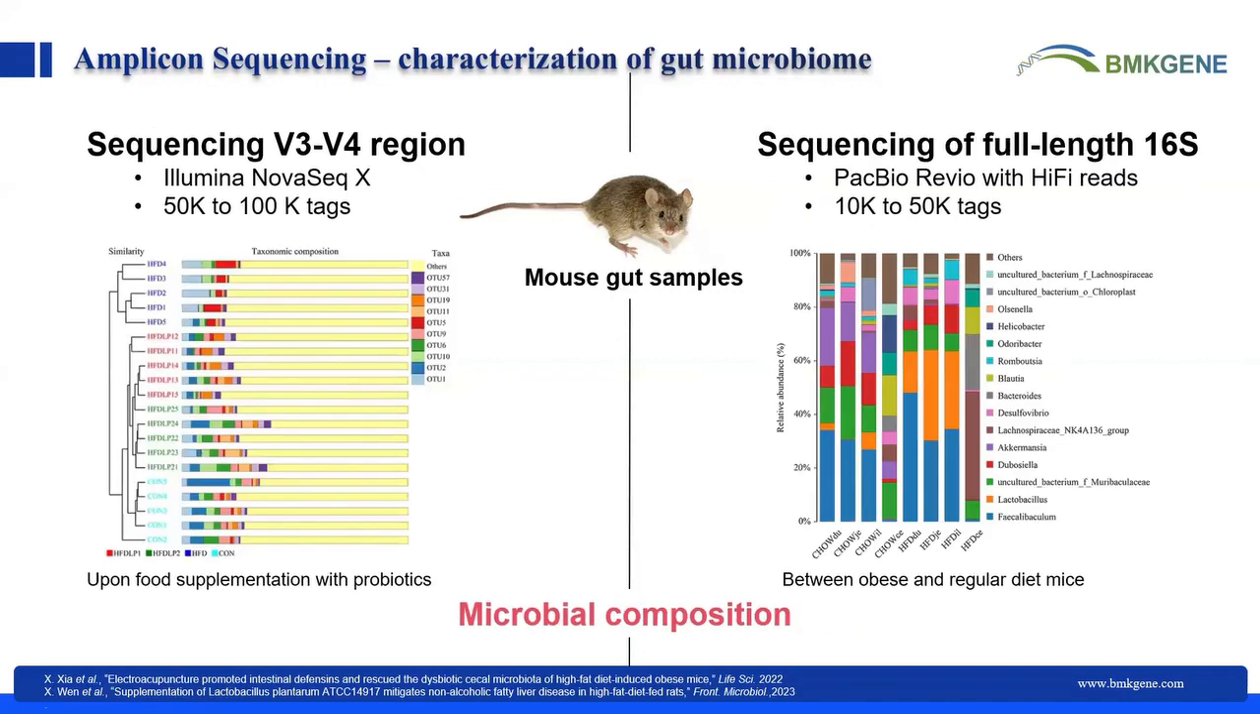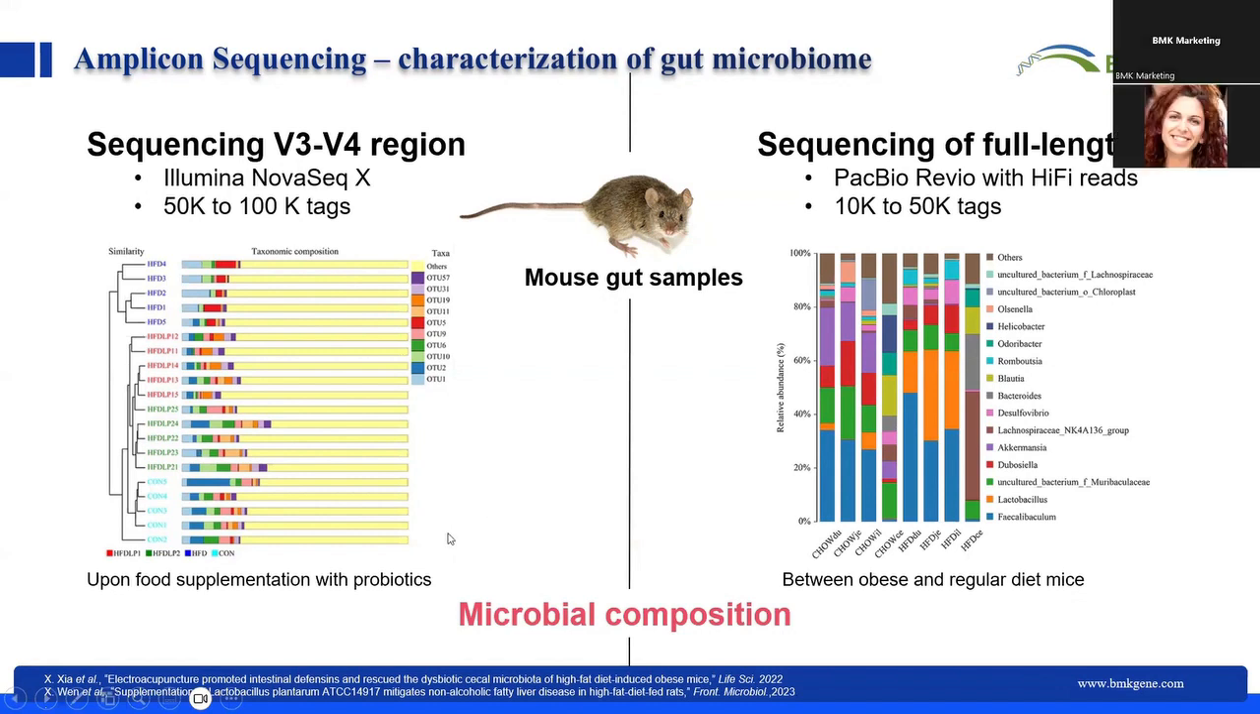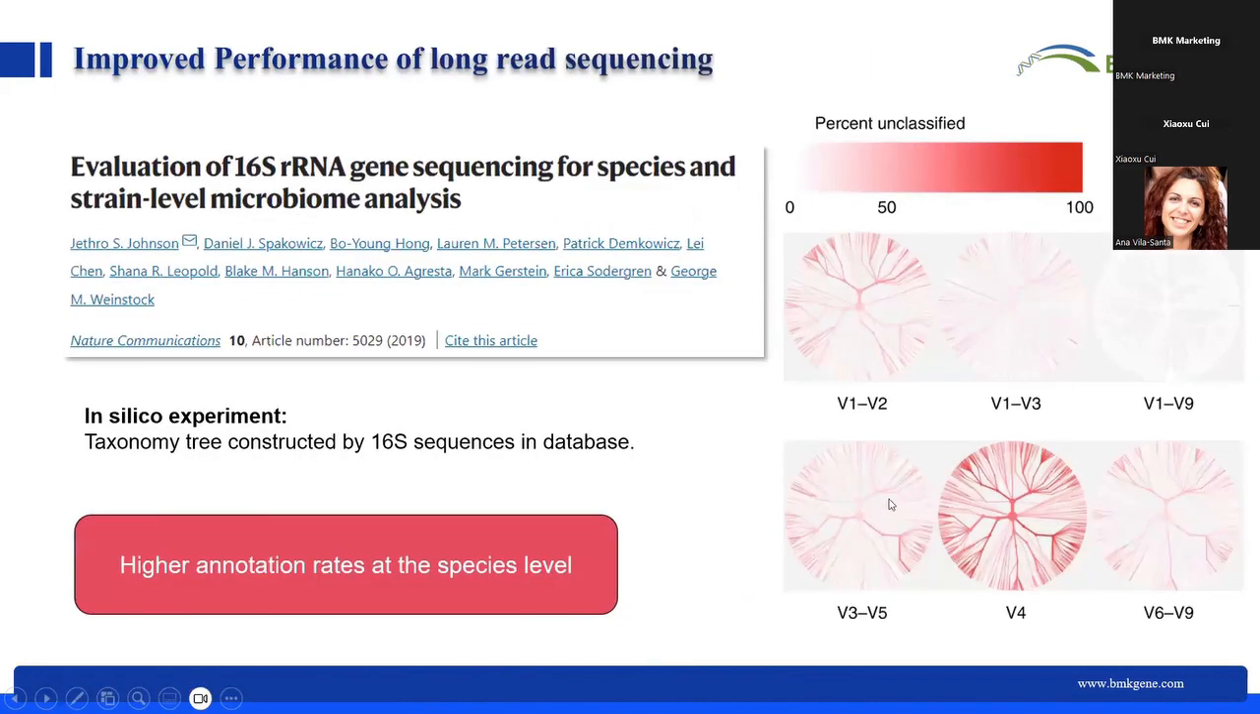But besides diversity, it's also important to look at composition, so to understand which species are present in one sample versus the other. In both studies, this was analyzed, and you can already see a difference between them. In the first study, in the taxonomic composition, there is a large percentage of reads that are not classified. While when using full-length sequencing, this is not the case, and you have a smaller percentage of unclassified reads. And this leads us to the difference in performance when we do amplicon sequencing with short versus long reads.